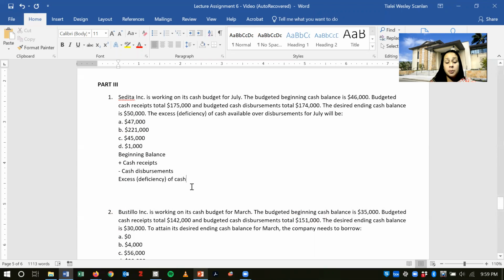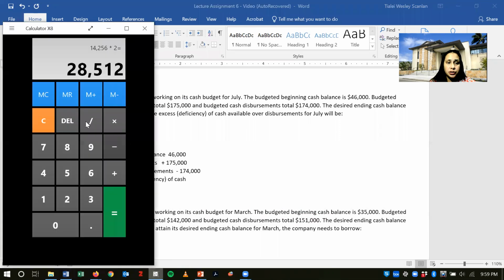Okay, so that could be one answer. And so remember, if they don't have the desired ending cash balance, if they don't have $50,000 when you're here, then they might need to go and borrow more from the bank. So let's start with their beginning balance, $46,000. Our cash receipts are $175,000. Cash disbursements are $174,000, and that would give us our excess deficiency of cash. So let's start $46,000. Add $175,000 and subtract $174,000.